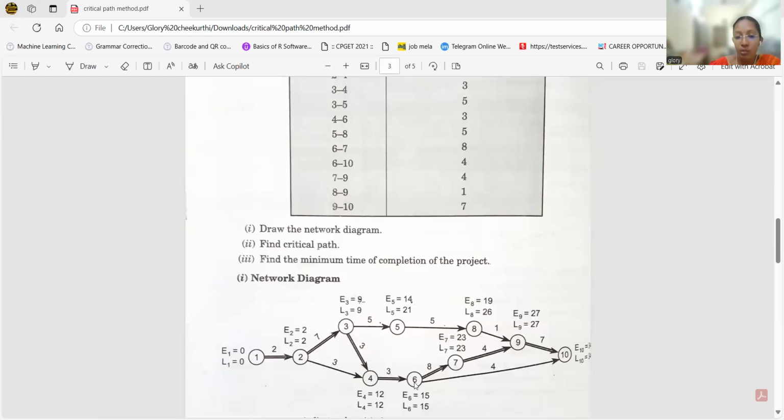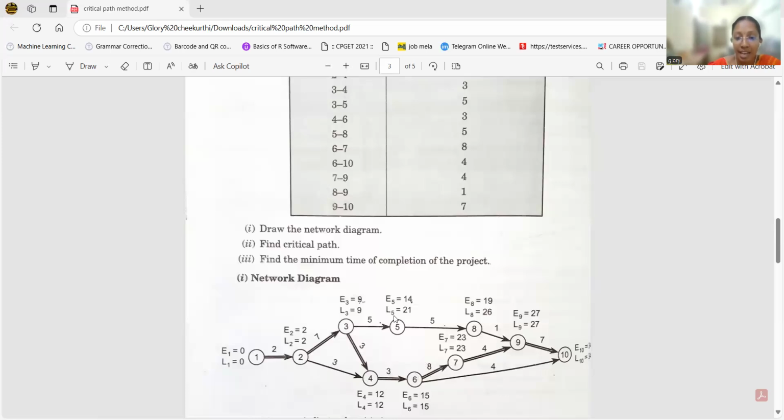Then coming to node 6. Here node 6 is coming from two nodes, and we have to choose the sum of the maximum. That's why 2 plus 7, 9; 9 plus 3, 12; 12 plus 3, 15. So we write it. Why don't we take 2 plus 3, 5; 5 plus 3, 8? That is less than this 15 value. So we choose the 15 value.